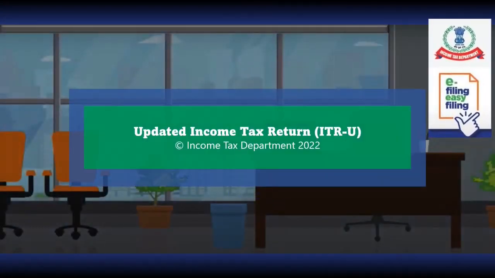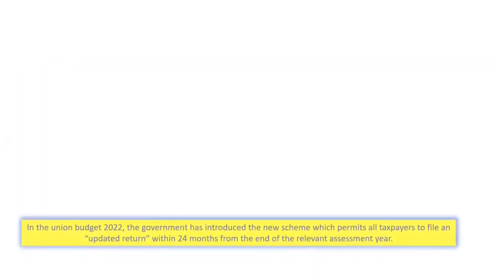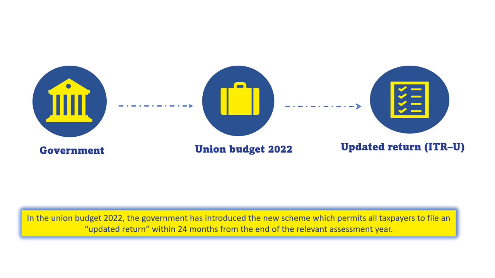This video is on filing of updated income tax return. Updated income tax return or ITR-U has been introduced as a new scheme in Union Budget 2022, which permits all taxpayers to file an updated return within 24 months from the end of the relevant assessment year.